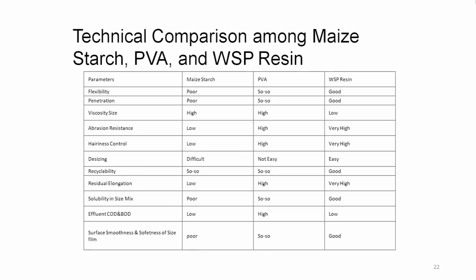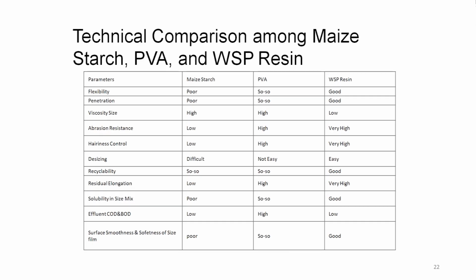Now, technical comparison among maize starch, PVA and WSP resin, which is a synthetic sizing agent. So, one is from the plant, the other one is from a polymer origin, but it has been modified, and the other one is a polymer totally. So, if we look at this chart, we see the parameters of flexibility, penetration, viscosity, size, abrasion resistance, hairiness control, desizing, recyclability, residual elongation, solubility in size mix, effluent COD and BOD, and surface smoothness and softness of size film.